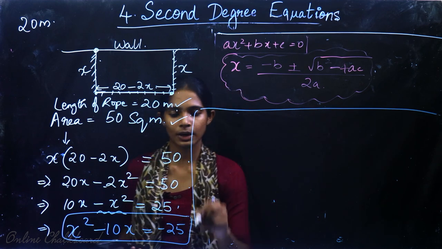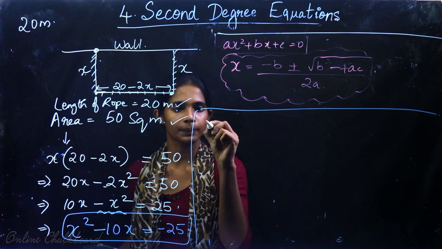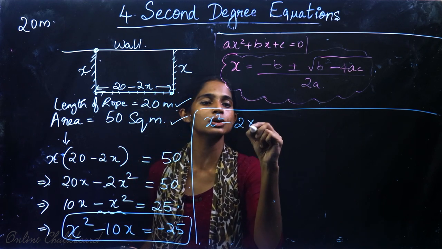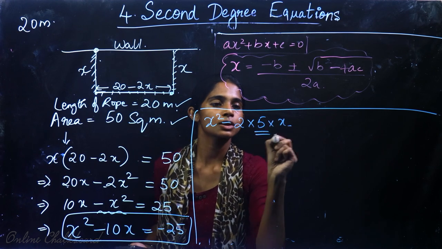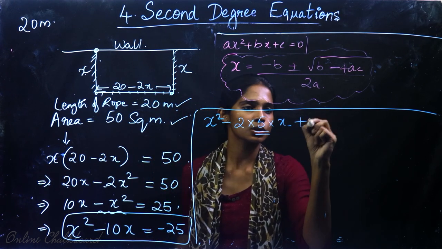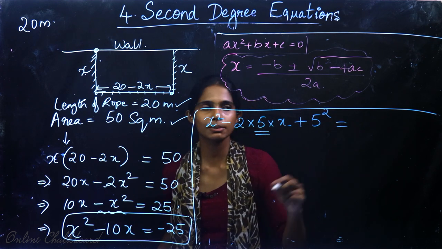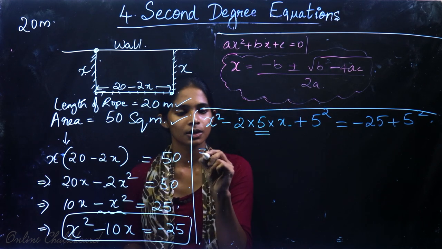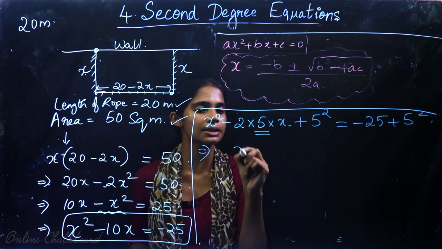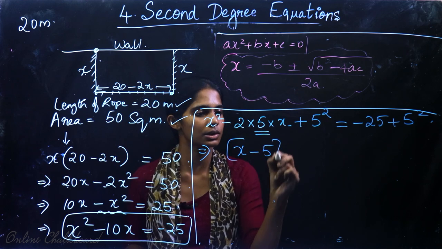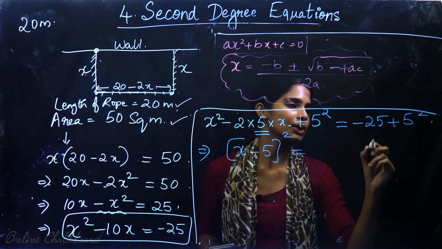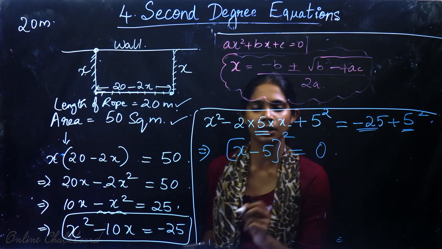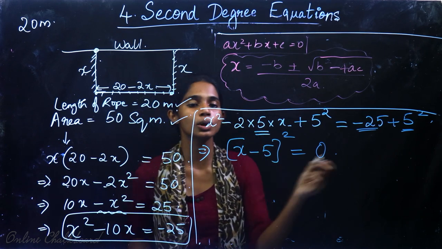One method was the completing the square method. According to that, x square minus 10x is 2 into 5 into x. So 5 is a, and I add plus 5 square. Similarly on the right side, with minus 25 I also add plus 5 square. So by completing the square, the left side is x minus 5 the whole square, equal to minus 25 plus 5 square. 5 square is 25 itself, so that will be 0. So x minus 5 the whole square is 0.